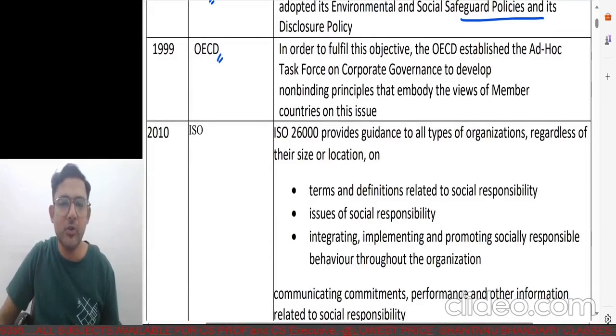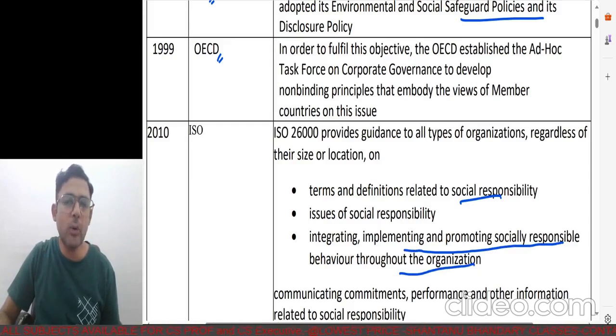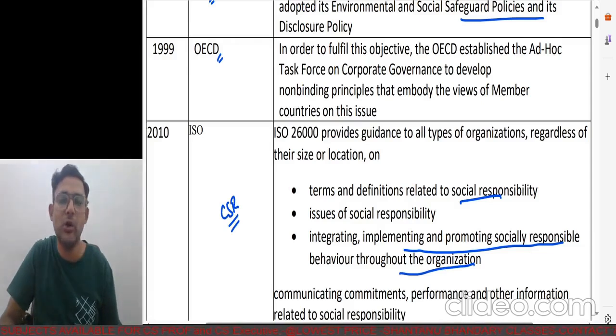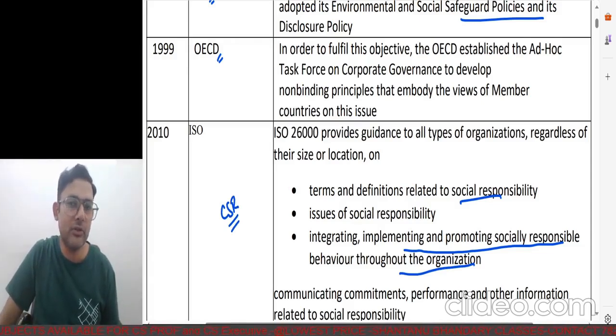Then we have the ISO. ISO regardlessly talks about the social responsibility of the company, and obviously it talks about implementing and promoting socially responsible behavior throughout the organization. I think when we talk about ISO, it was way too early for the concept of CSR, because in 2010 there was no concept of CSR as such. In the Companies Act 2013, it was the very first time when CSR actually got introduced. But ISO is kind of similar to CSR.